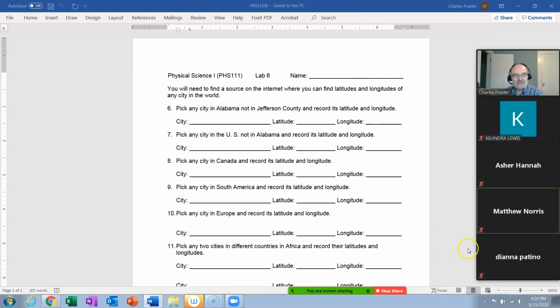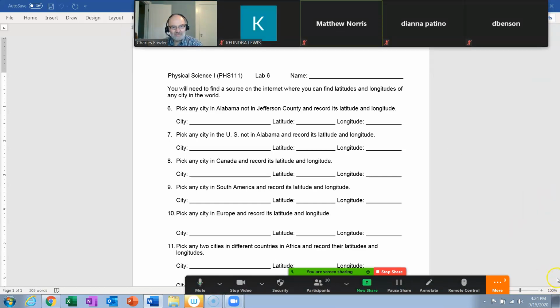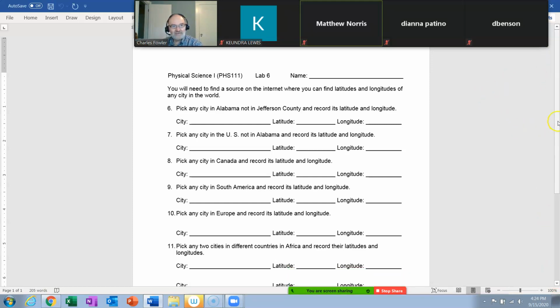Let's just see. I'm going to have to move. Matthew, you're in the way again. So you can't see that, but, well, where is my, there it is. Okay. I'm near the top now.